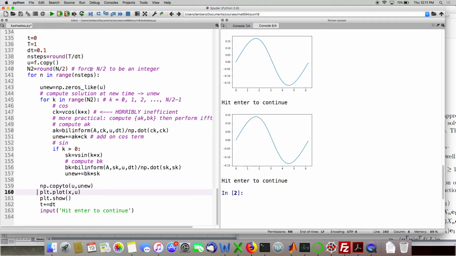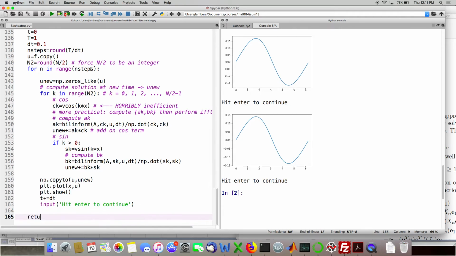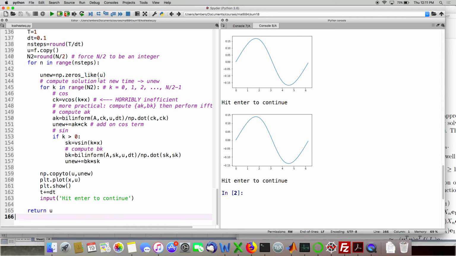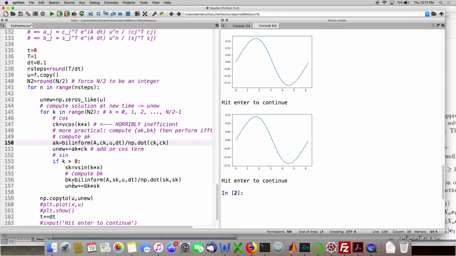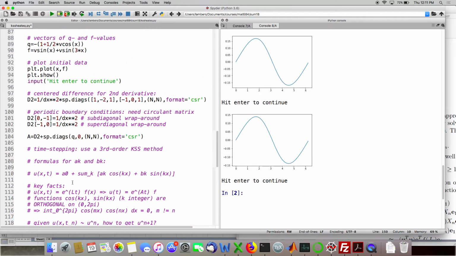Actually, wait, that I need. Okay. Oh, and then once I'm finished, this is a function now. I need to return u. Okay. Now what I can do is compute solutions for different values of delta t. Now, for what follows, I don't want to do all this plotting. I just want to compute the solution and be done with it. So I'm going to comment out the statements that plot and wait for the user to hit a key and all that.